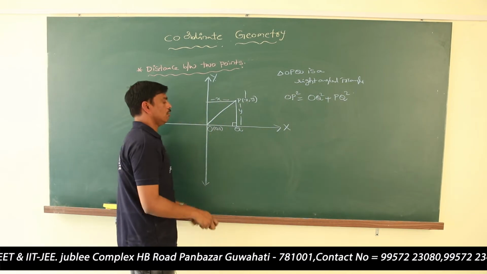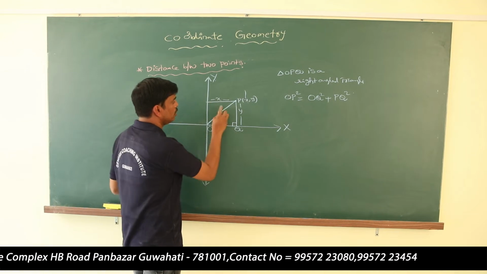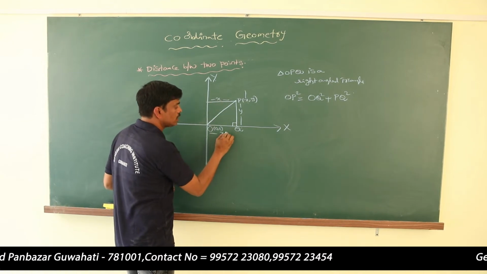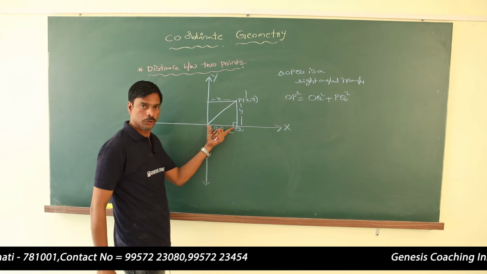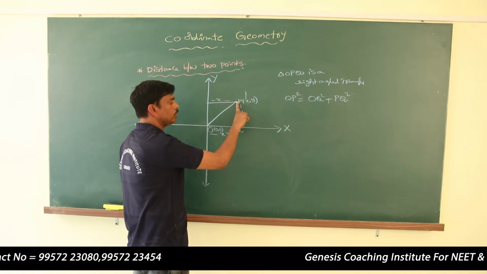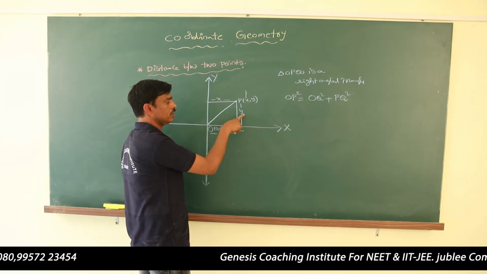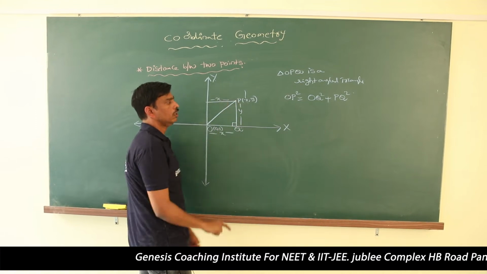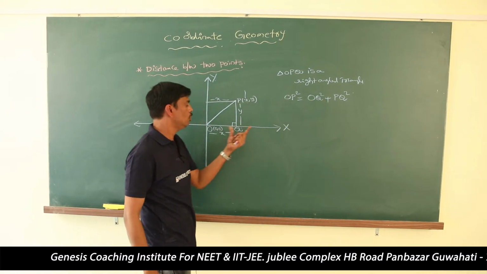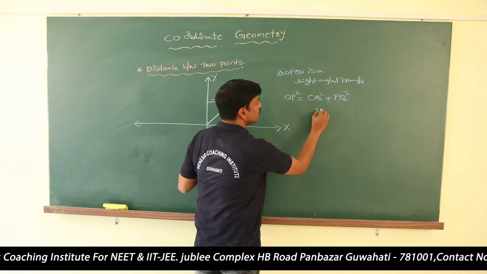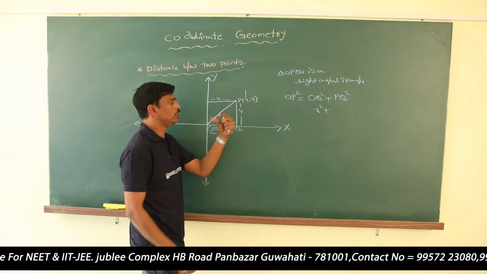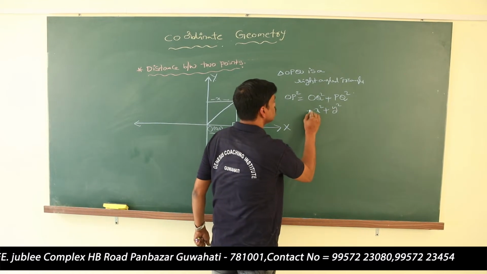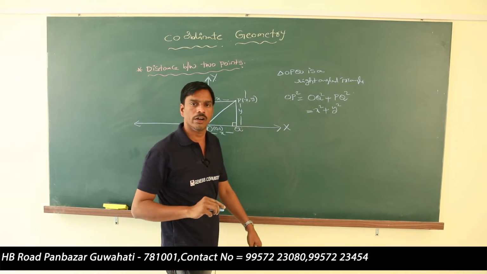Now tell me students, what is OQ? OQ, this distance, is equal to x, from the y axis. Then next, what is PQ here? From the x axis, the distance is y, that is PQ. Now we can substitute. OQ is x, so that is x square plus PQ, that is y square. So OP square equals x square plus y square.